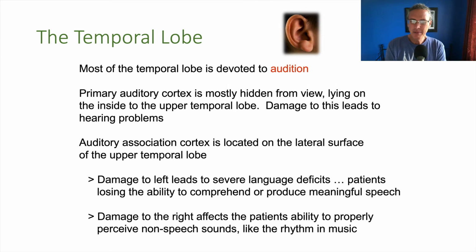Okay, if you damage the left association cortex in the temporal lobe, trying to hit you with all these terms so that you feel comfortable with them, what you see are language issues. The left brain temporal lobe is really focused on language. And heck, language is a really important thing for us humans, right? That's our primary way of communicating with one another. And so it's a very important thing.